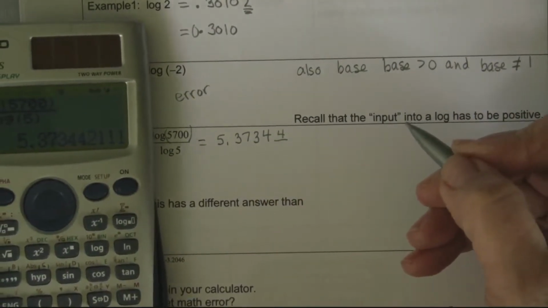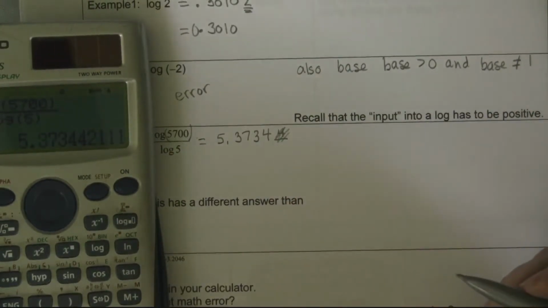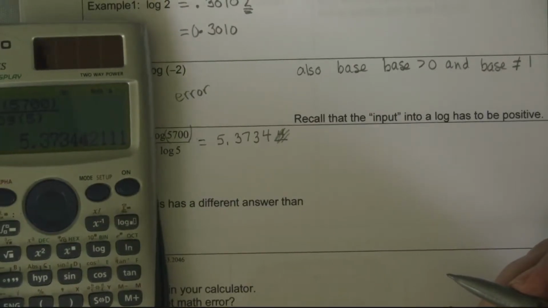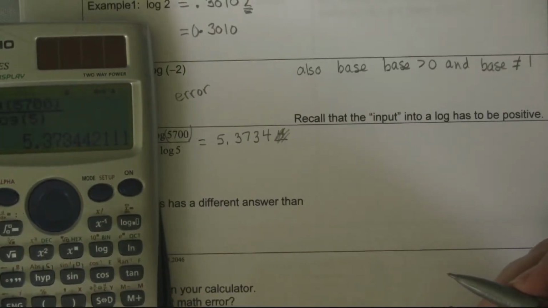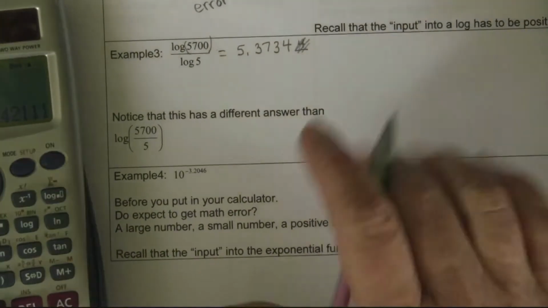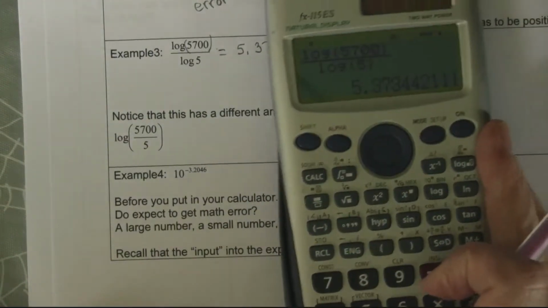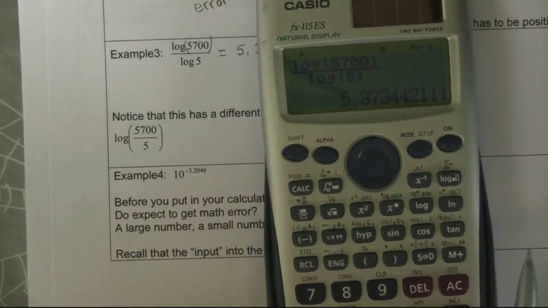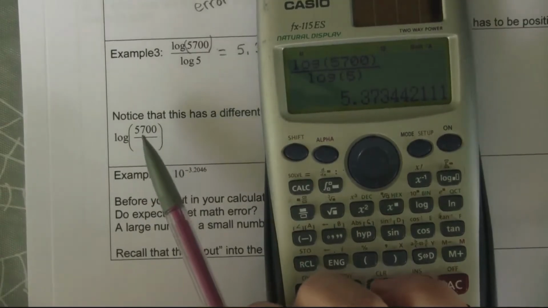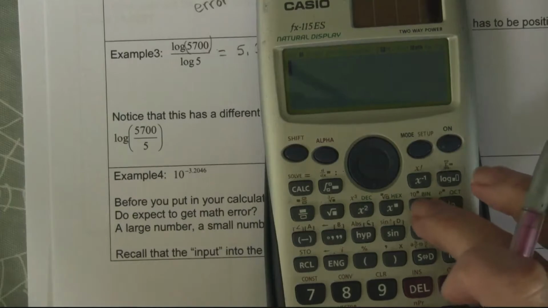And then the next number is a 4. So because it's not 5 or bigger, then we just truncate. And so 5.3734 is our answer. I want you to notice that log of 5,700 divided by 5 is a different answer. And so it looks different, right? This is the whole input now. But I'll do that so that you can see you get a different answer.